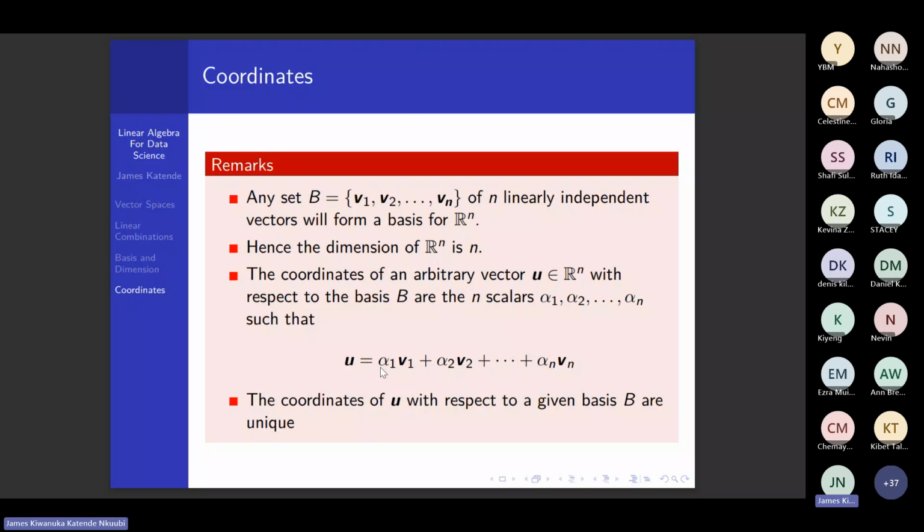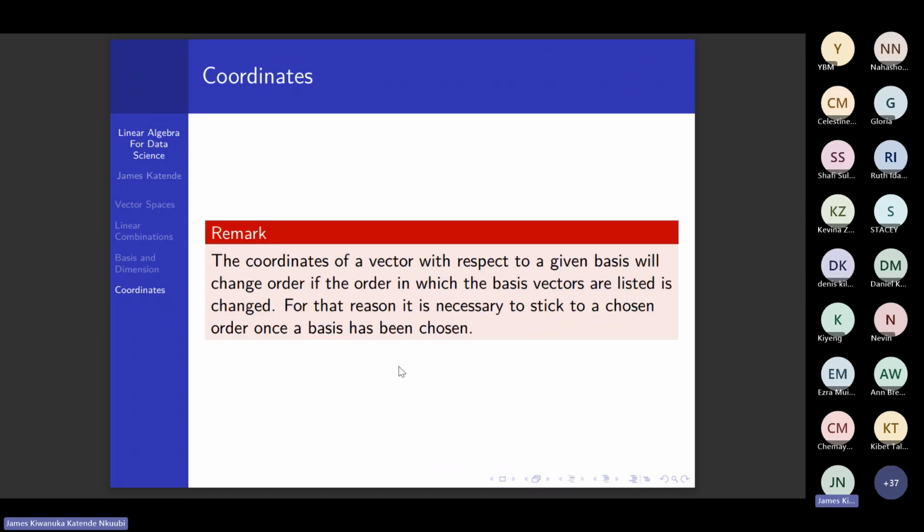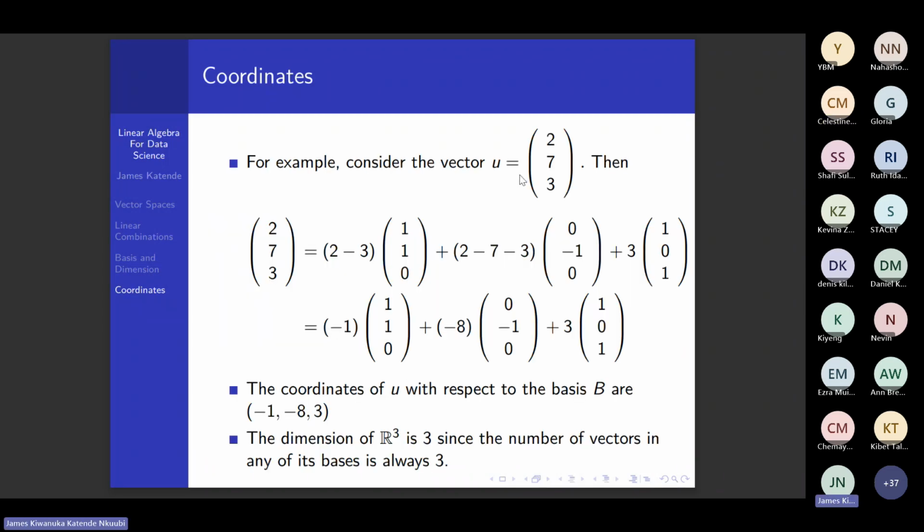And then these coefficients become the coordinates of the vector with respect to that basis. So now, once you have fixed the basis, the coordinates are unique. In other words, it's not possible for a vector U to have 2 different sets of coordinates for the same basis. So for instance, if you consider this basis that we worked with here, the coordinates of U with respect to that basis are -1, -8, and 3. So there's no other set of coordinates that will work. This is the only one. It's unique.